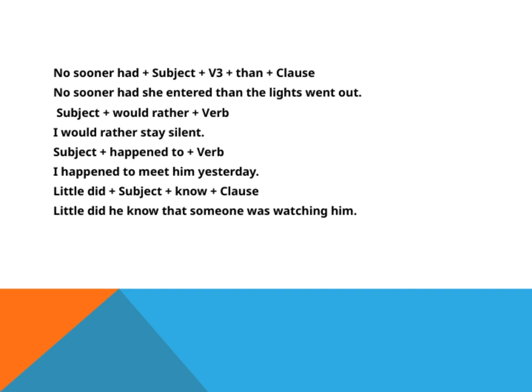Finally, there's little did plus subject plus no plus clause. This structure is used to highlight that someone was unaware of something significant at the time. For instance, little did he know that someone was watching him. It adds a sense of surprise or irony about their lack of knowledge. Connecting all these structures enrich our language by allowing us to describe events with nuance, whether it's timing, preference, chance, or ignorance. They are especially useful when telling stories or explaining situations vividly and clearly.